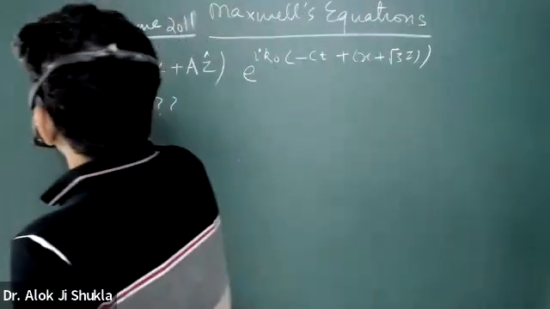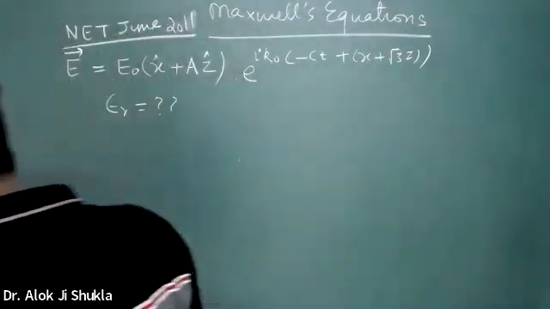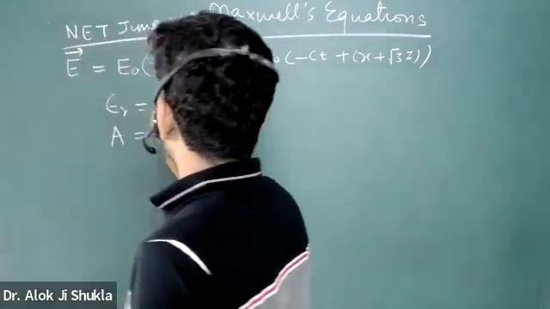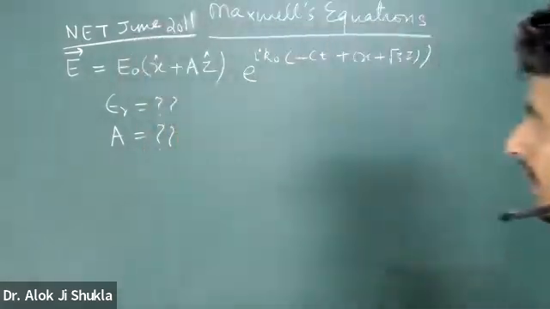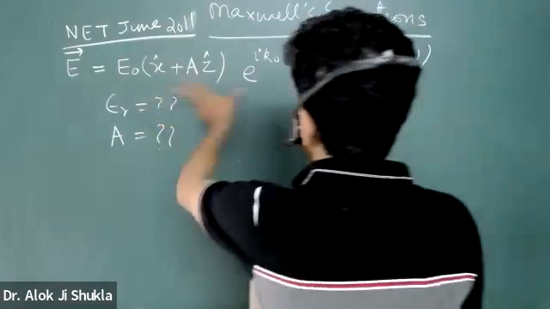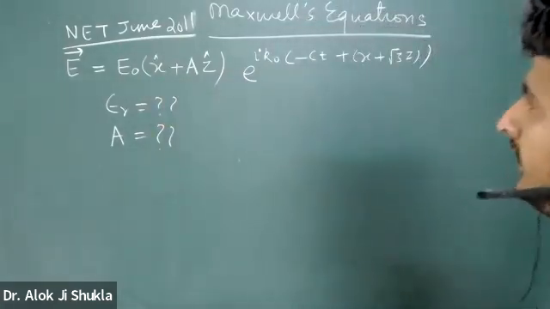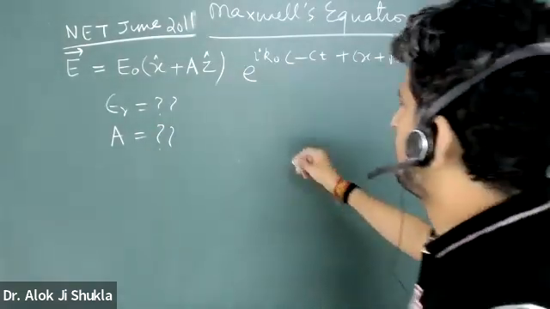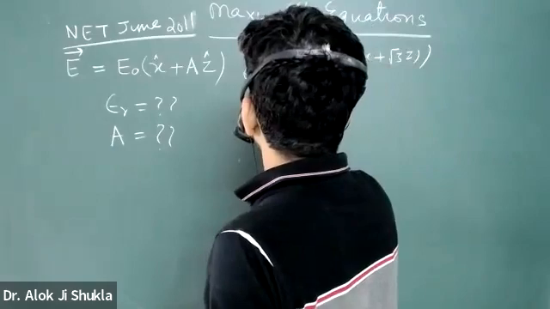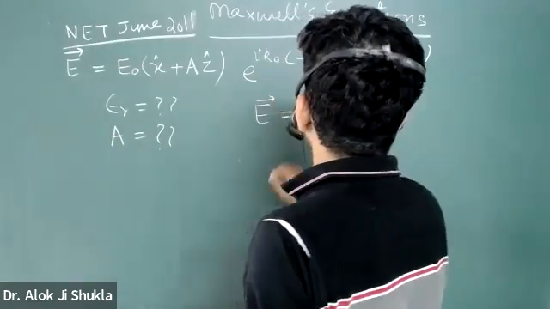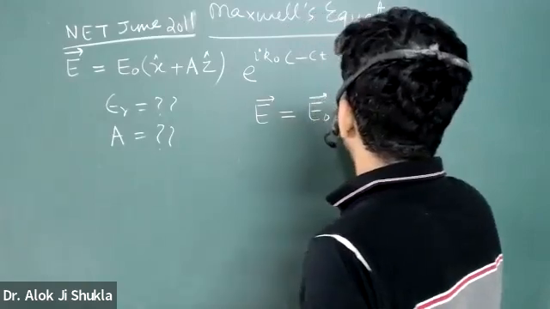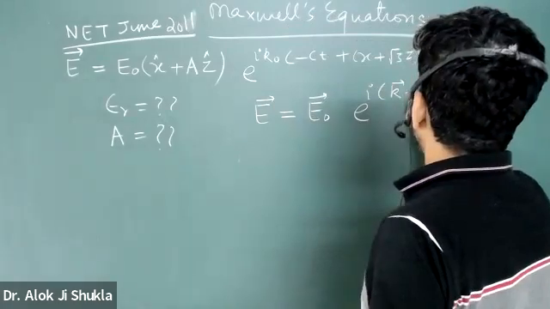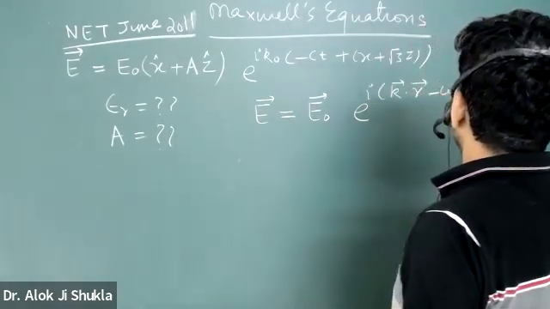So anybody can tell what will be the approach? We have to calculate epsilon r and the polarization. Value of these two things we have to calculate. So the first step is to compare k dot r, to write it in the original form. What is that? E is equal to E naught vector e to the power iota (k dot r minus omega t).